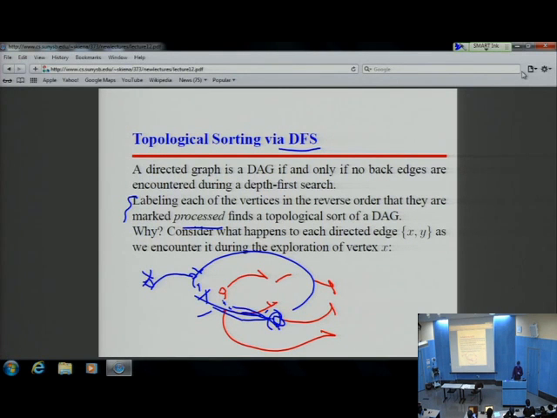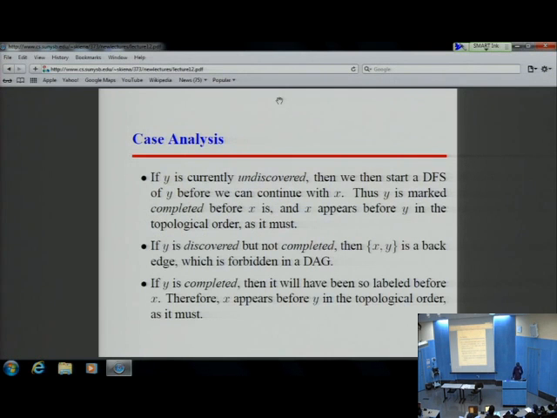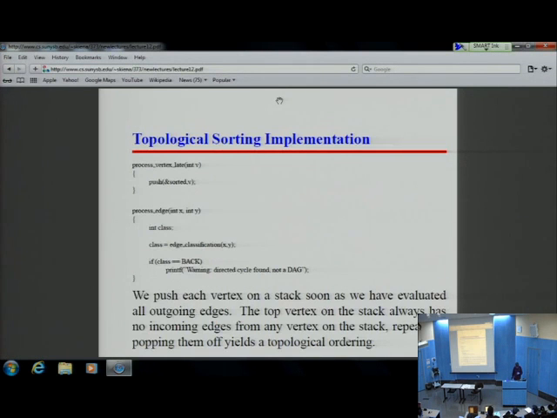Because remember, I don't mark something as processed until I have discovered everything reachable. If this vertex is marked completely processed before this one, that means that this vertex is to the left of this one. How many people sort of see it? How many people don't see it? Any questions? So what's interesting is, another way to compute topological sort is really basically just doing a depth-first search.